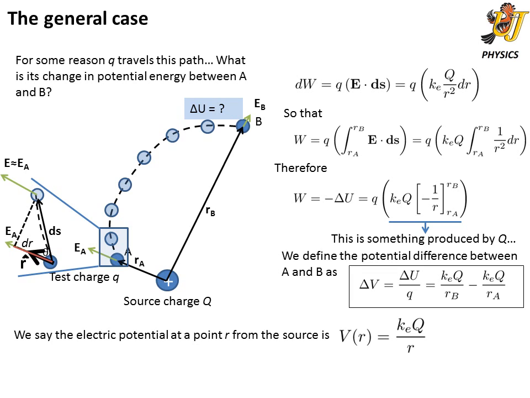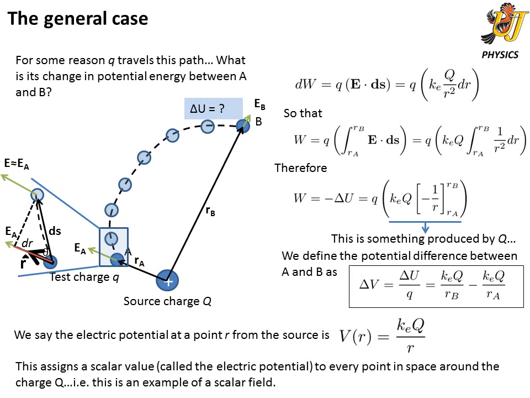This leads naturally to the definition of the electric potential at a point r away from the source. This is very similar to the expression we found previously for the special case, where the test charge moved only under the action of the internal force.